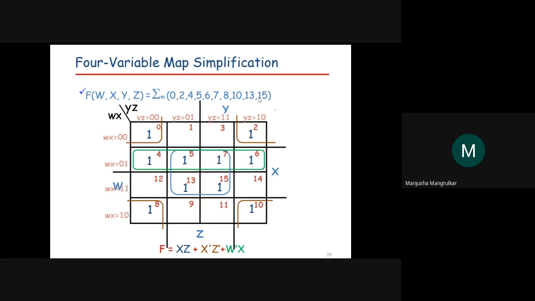Then you have to see this. Now 0, this is 1. Then 2, this is 1. Then 4, this is 1. Then 5, this is 1. Then 6, this is 1. Then 7, this is 1. Then 8, this is 1. Then 10, this is 1. Then 13, and then 15. Now you have written all the ones.